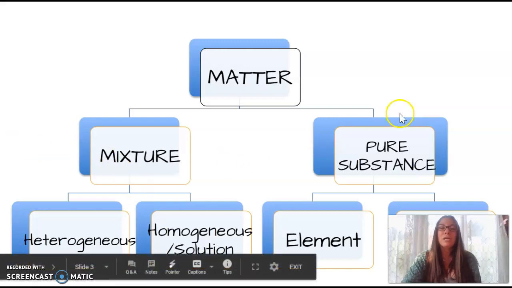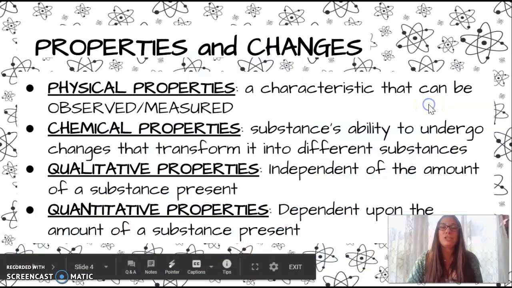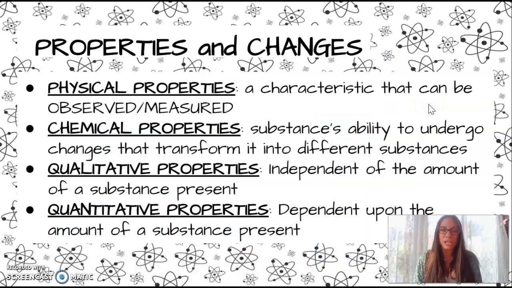All right, so moving on, let's talk about properties and changes. These are ways that we can describe different substances. Properties can be broken up into two primary groups, the physical and chemical properties, and then the qualitative and quantitative properties. Physical properties are things that we can identify just by observing something. So we can see it or feel it or smell it, and we aren't changing the substance by observing it in that way.